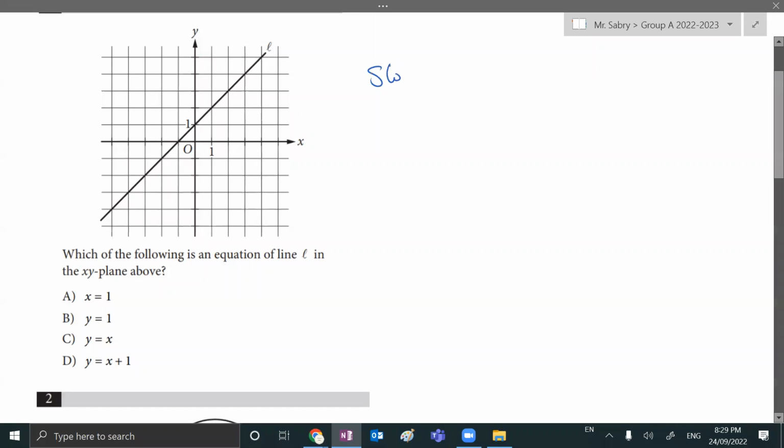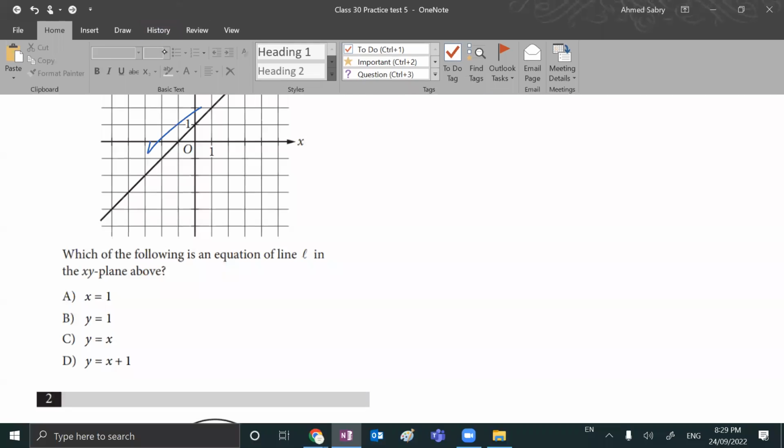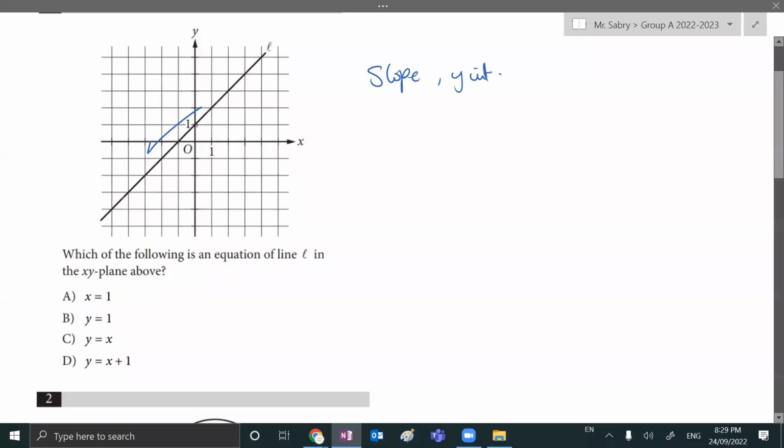So again, whenever I see a line in an xy plane, I think of the slope and the y-intercept. When you look at the line, the first thing you notice is that it has a positive slope. It's following the Nike sign, so that's a positive slope. The second thing you notice right away is that it has a y-intercept right here at y equals 1.